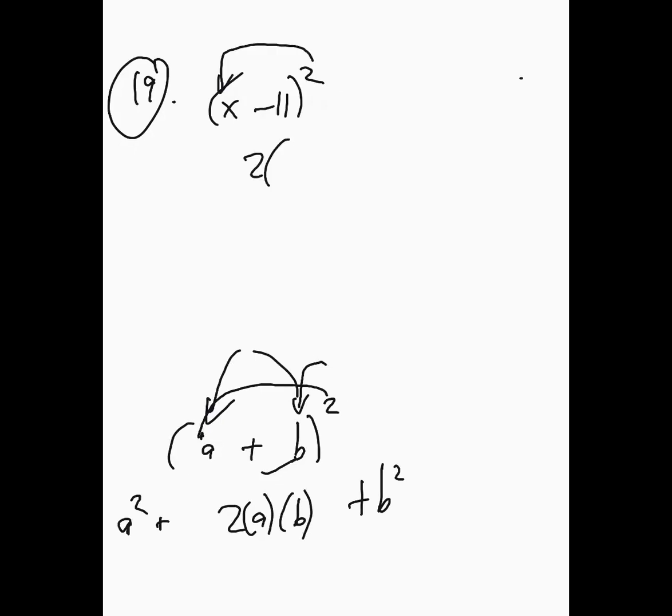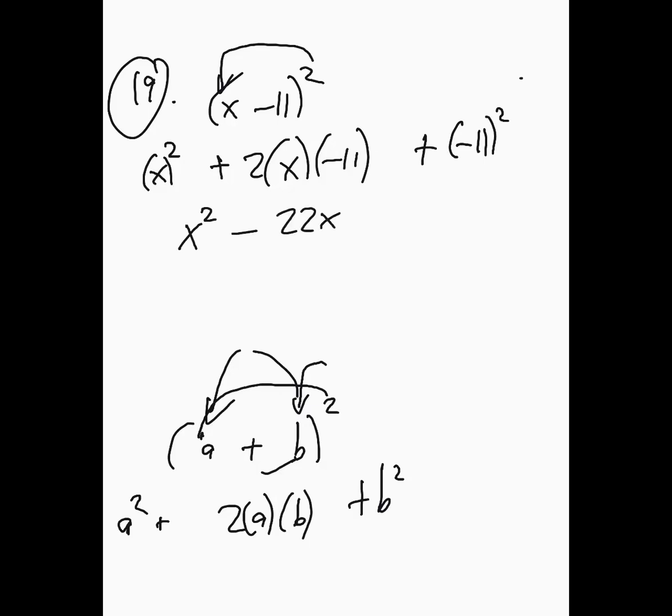Then at the end of the problem, you're going to have negative 11 squared. At the beginning of the problem, you're going to have x squared. So what do you get if you do x squared? It's just x squared itself, right? What do you do if you do 2 times x times negative 11? That's negative 22x, right? There we go. And then what's negative 11 squared? Positive 121. So the answer is x squared minus 22x plus 121.